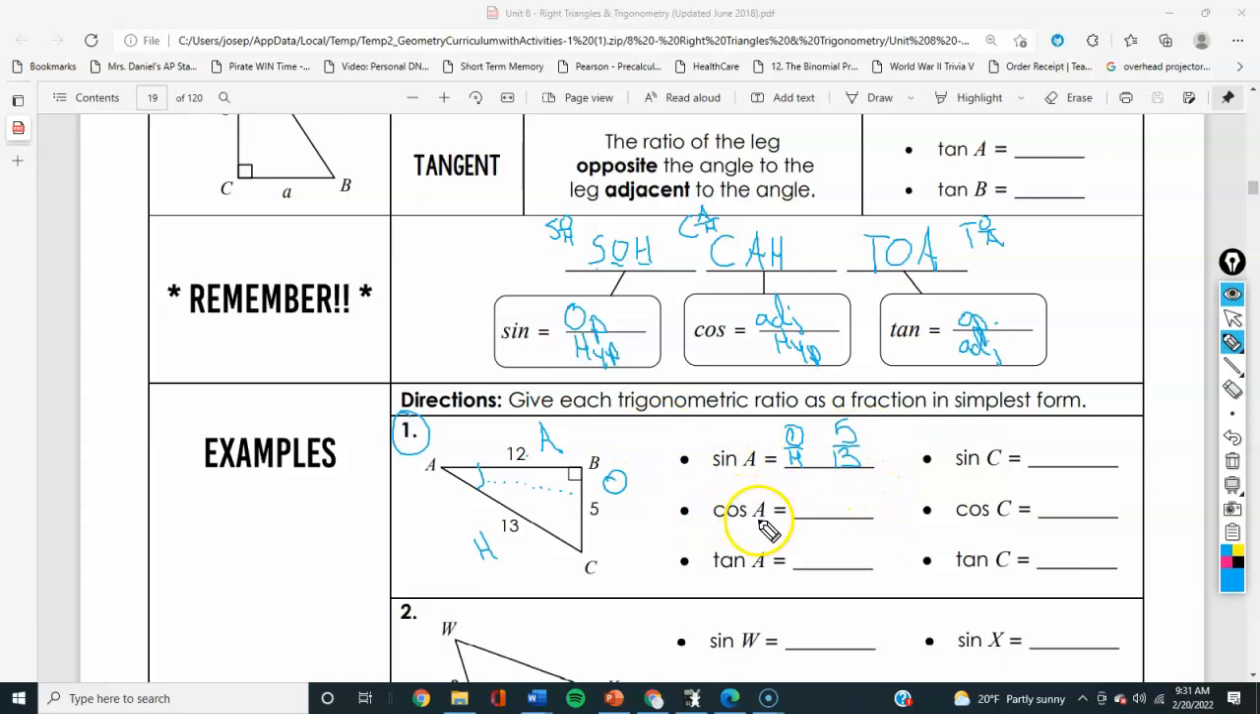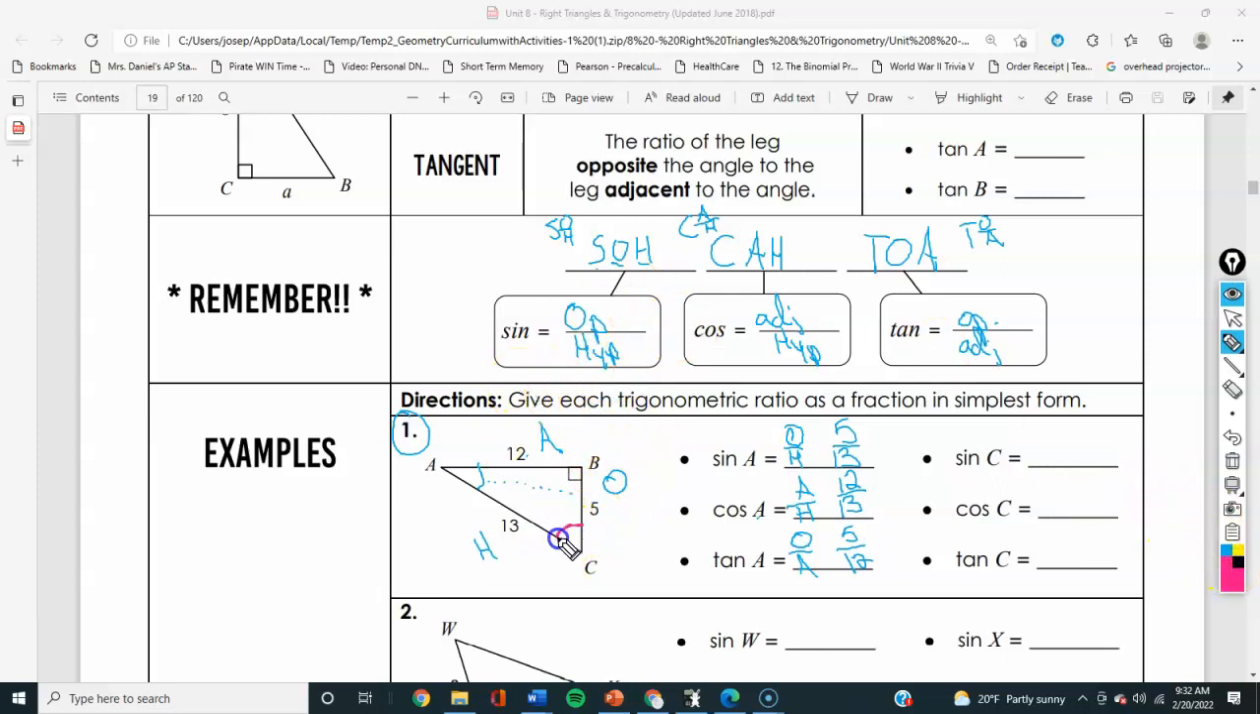So I'm going to do cosine. Cosine of A, that's adjacent over hypotenuse, A over H. So I go over here. A is 12. H is 13. And then I'm going to find tan of A. Tan of A is opposite over adjacent. So I'm going to do 5 over 12. So once it's labeled, this is pretty straightforward actually. You're doing trig. You're doing legit rocket science. I'm proud of you guys.